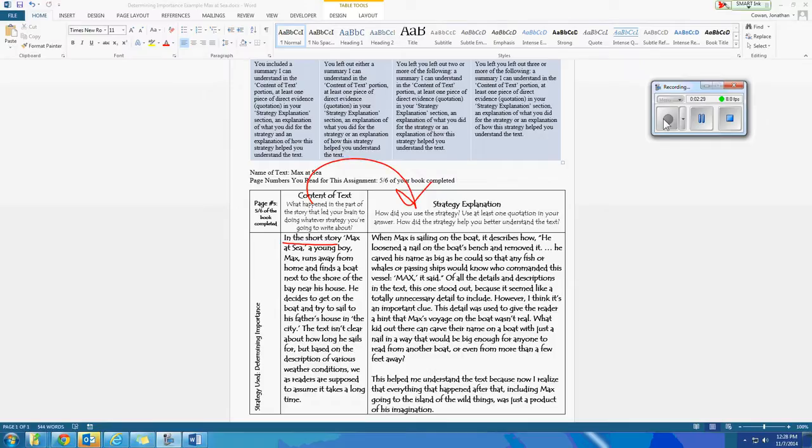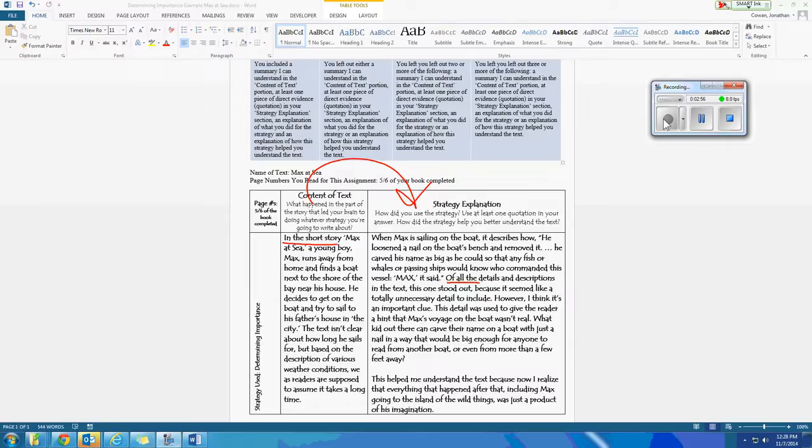Here's what I did for that strategy. When Max is sailing on the boat, it describes how he loosened a nail on the boat's bench and removed it. He carved his name as big as he could so that any fish or whales or passing ships would know who commanded this vessel. "Max," it said. Okay, so here's the detail that I locked into. Of all the details and descriptions in the text, this one stood out because it seemed like a totally unnecessary detail to include. However, I think it's important.